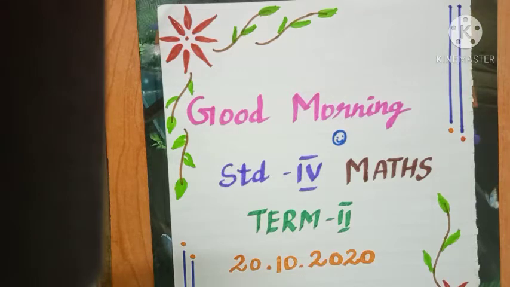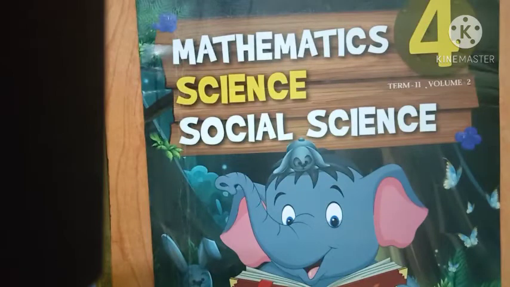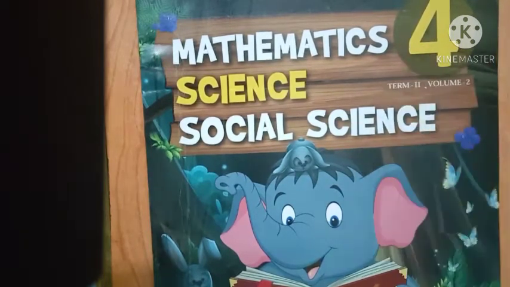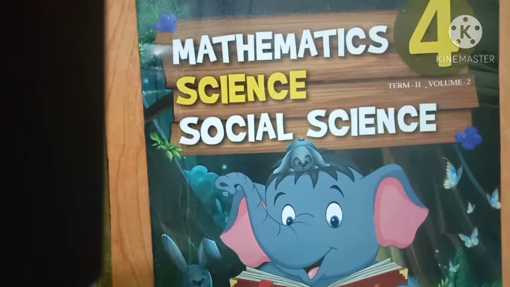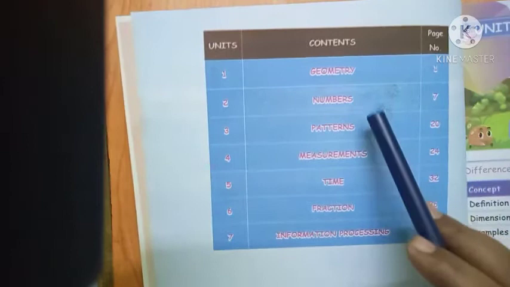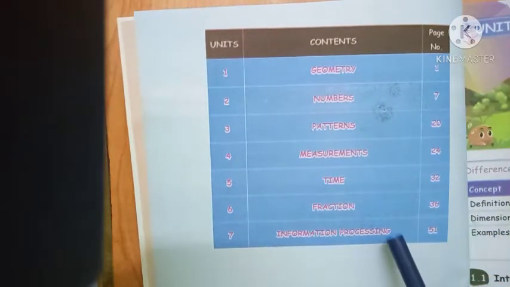Shall I move now? This is the new book, term 2, volume 2, 4th standard maths. Geometry, numbers, pattern, measurement, time, fraction, information processing. First, shall I start now?